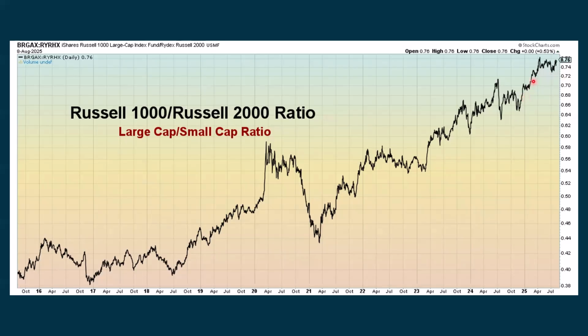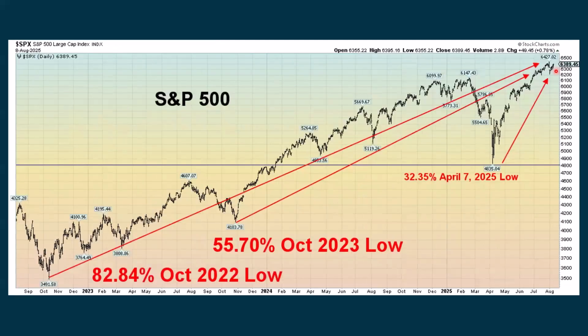We started off pretty solid here where the large caps were doing better, and that's when this ratio goes up. And then we got into about April or so, and we've just been chopping sideways overall with this ratio. This is just for informational purposes.